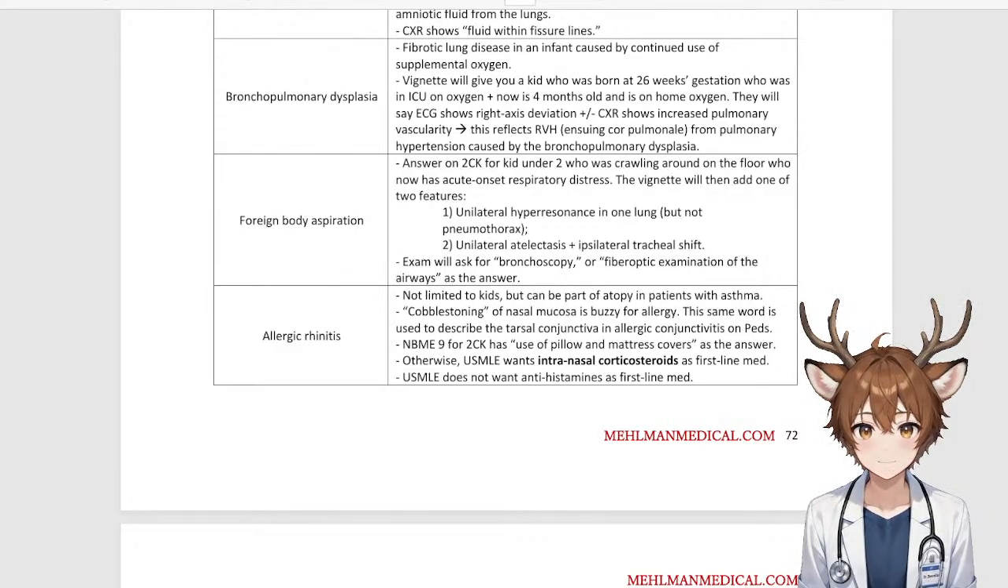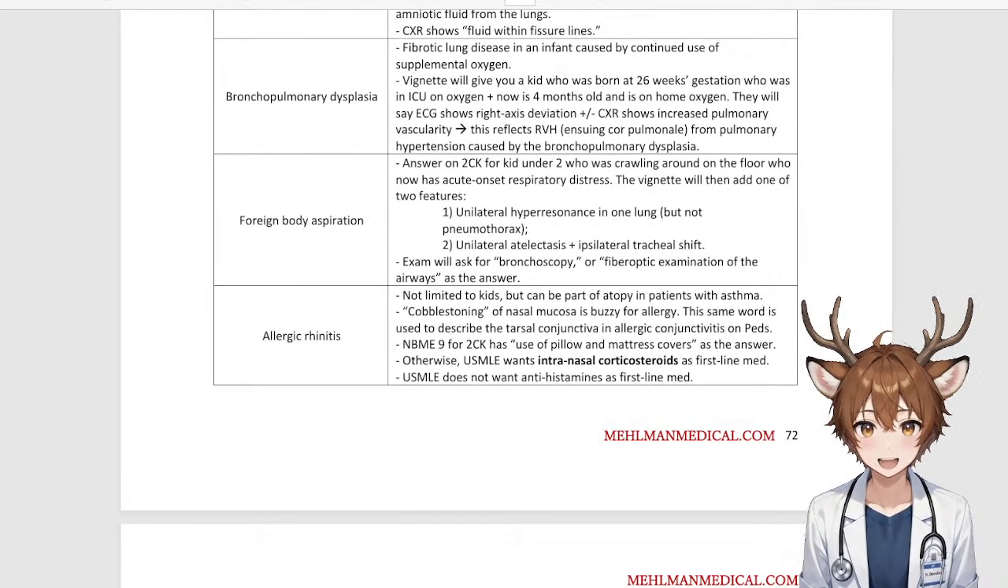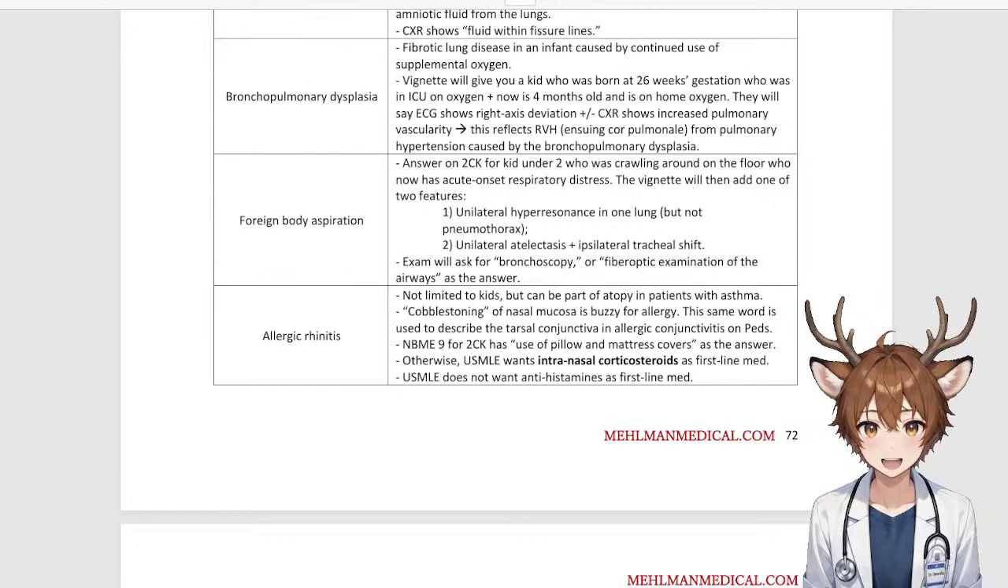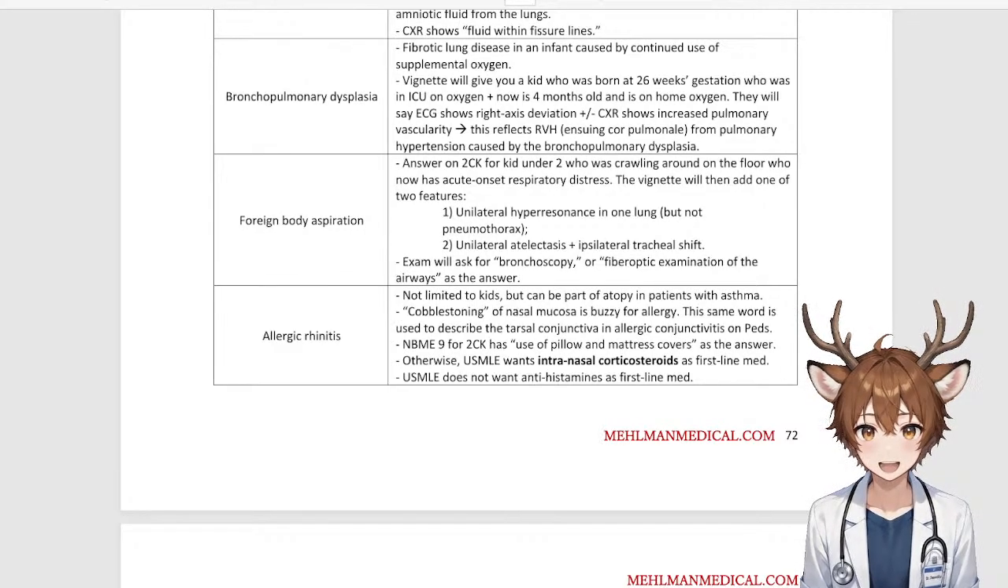Bronchopulmonary dysplasia. Fibrotic lung disease in an infant caused by continued use of supplemental oxygen. The vignette will give you a kid who was born at 26 weeks gestation who was in the ICU on oxygen, plus now is 4 months old and is now on home oxygen.